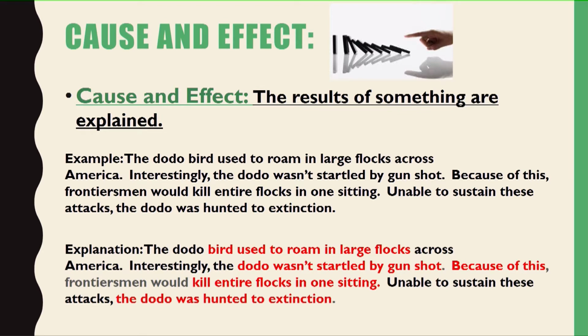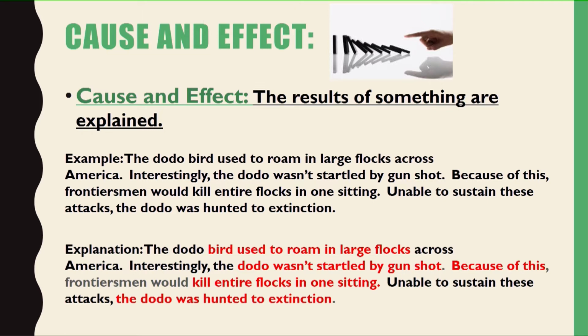So the first example says that the dodo bird used to roam in large flocks across America. Interestingly, the dodo wasn't startled by gunshot. Because of this, frontiermen would kill entire flocks in one sitting. Unable to sustain these attacks, the dodo was hunted to extinction.